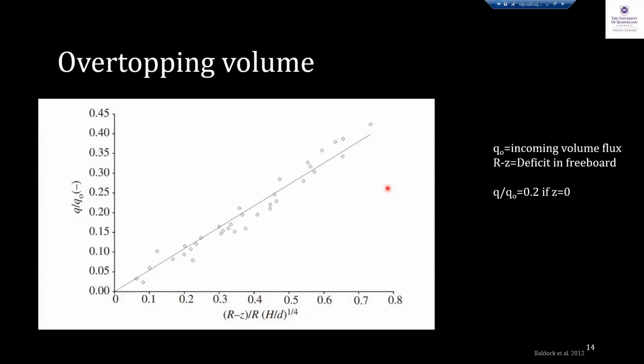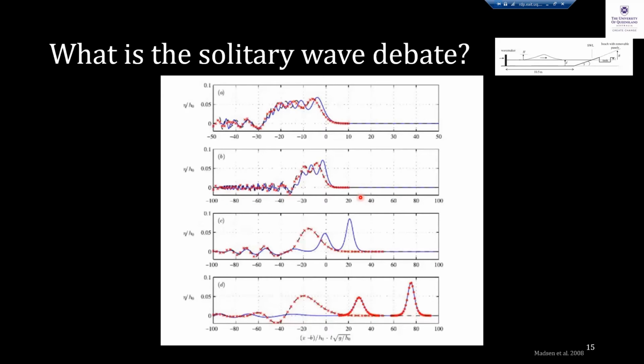For example, if the beach is truncated at still water level, then we would see that 20% of the wave volume would overtop the beach. Then there is a debate about using a solitary wave as a tsunami wave. This is because in the previous experimental studies, people just generate a solitary wave and derive results of overtopping or run-up, and then they extrapolate these lab results to field scale. But there is a debate whether we should be using a solitary wave or not.